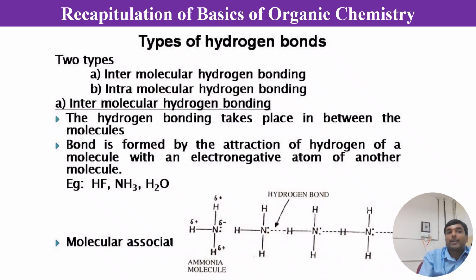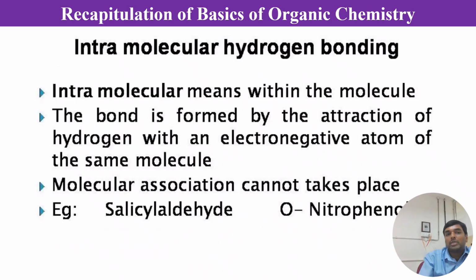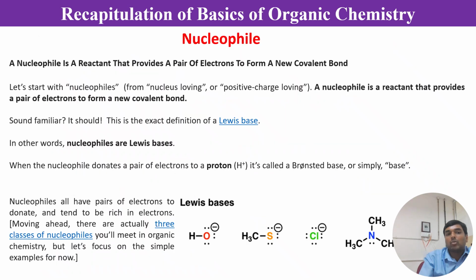So there are two types of hydrogen bond. One is intermolecular, another is intramolecular. Intermolecular means between two molecules. Intramolecular means within the same molecule. So that's the thing.